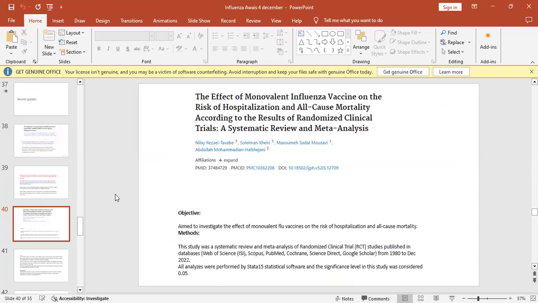The objective of this study is to investigate the effect of monovalent flu vaccine on the risk of hospitalization and all-cause mortality. The methodology: this study was a systematic review of randomized controlled trials published between 1980 and December 22, and the databases searched were Web of Science, Scopus, PubMed, Cochrane, ScienceTech, and Google Scholar. All analyses were performed by Stata 15 statistical software, and the significance level in the study was considered 0.05.